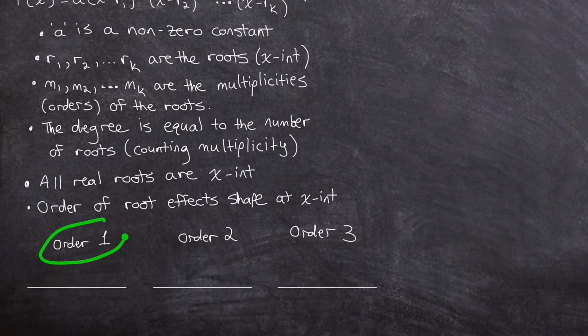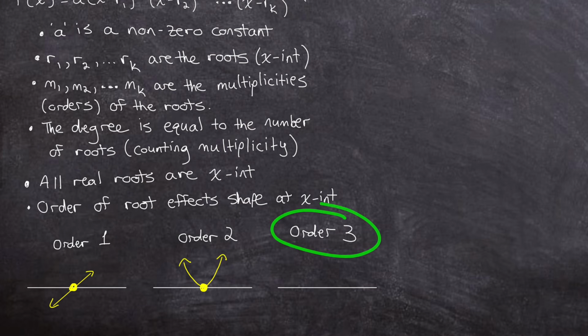If a root of the equation is order 1, we would say that its corresponding x-intercept is order 1, which means at that x-intercept, it's going to look exactly like a degree 1 power function, which is just a straight line. So it would go straight through an x-intercept of order 1. But if the x-intercept is order 2, that means at the x-intercept, it's going to look like a degree 2 power function, which is a parabola. So we know it would bounce off just like this. And at an x-intercept of order 3, it'll look like a degree 3 power function, which makes this S shape through the x-intercept.